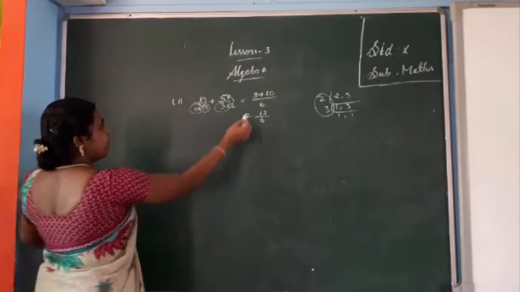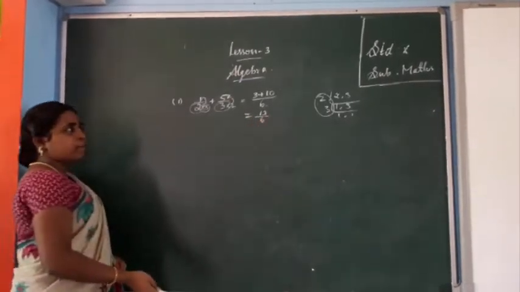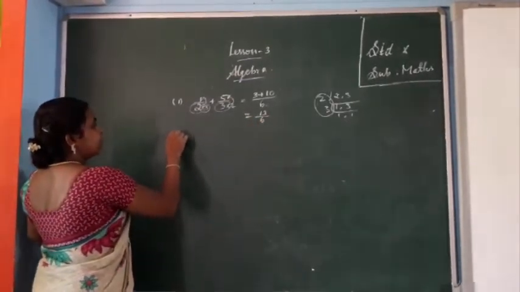So after adding, if you can't simplify, then you can't simplify. Okay. Then second method.